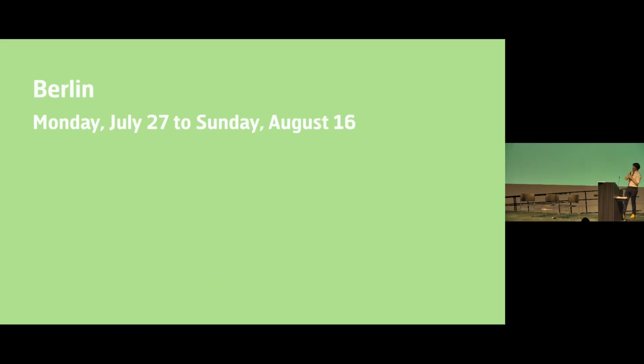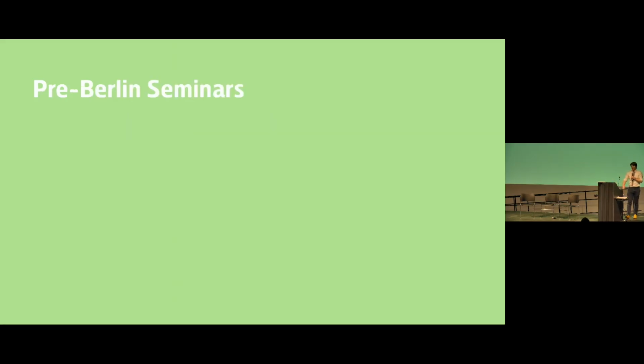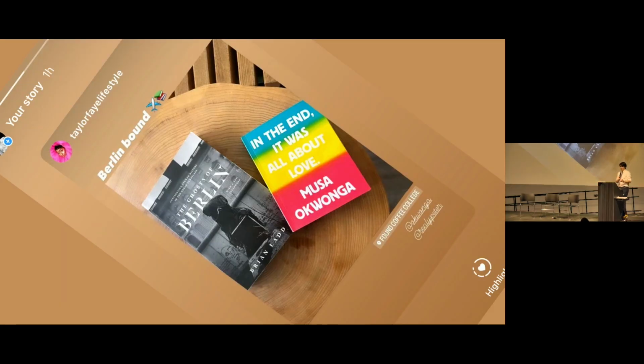Travel dates will be July 27th to Sunday, August 16th. And we'll meet online before we travel to discuss some readings and some films that we'll watch before we go. It's not heavy. You'll read two books, Musa Okwonga's In the End, It Was All About Love, and Brian Ladd's The Ghosts of Berlin, and we'll read these things slowly and we'll talk about them, but it's just to give you a basic introduction to Berlin.